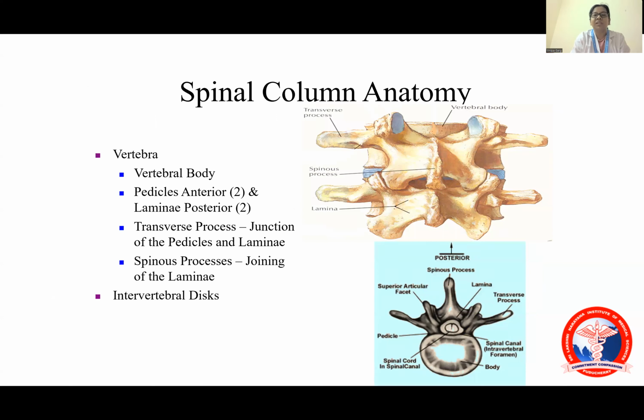Next, we'll discuss some basic spinal column anatomy. Basic structure in spinal column is vertebra and intervertebral discs. What are the various parts of vertebra? As you can see in the picture here, vertebral body, then two anterior pedicles, two posterior laminae, transverse process at the junction of pedicles and laminae, then spinous processes just at the joining of the laminae, and next is the intervertebral disc.